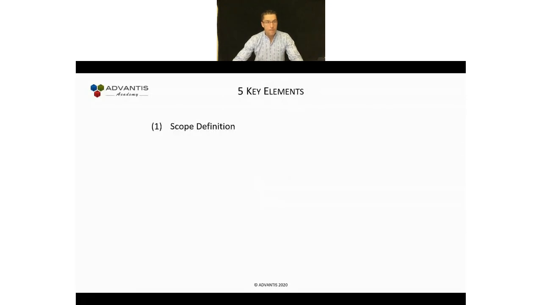Okay, so I'm going to list them all real quick, those 5, and then we dive into one by one. So the first one is we're going to talk about scope definition and the importance of it. Second one, we're going to talk about task-based. What does it mean? Why does it matter?